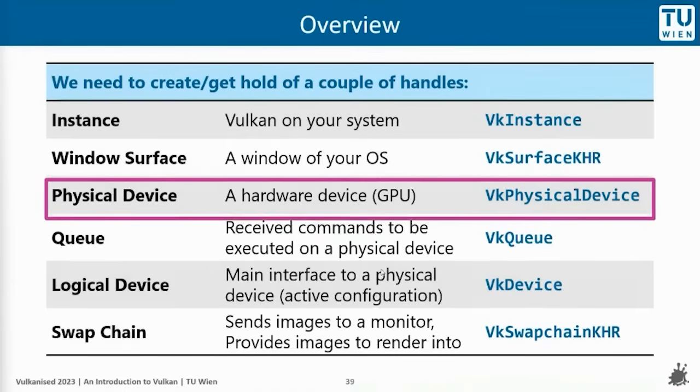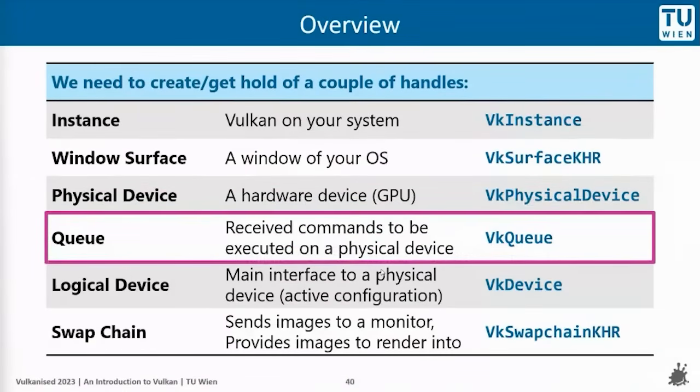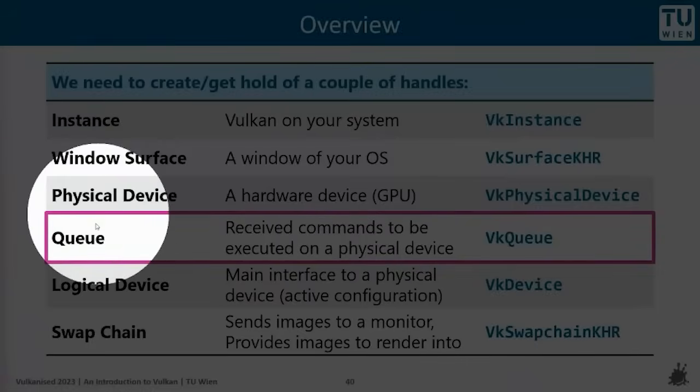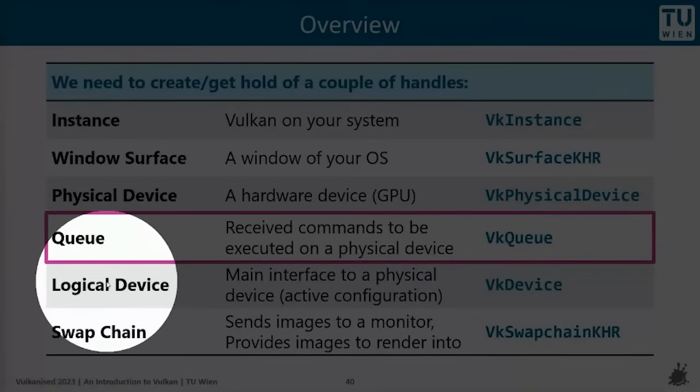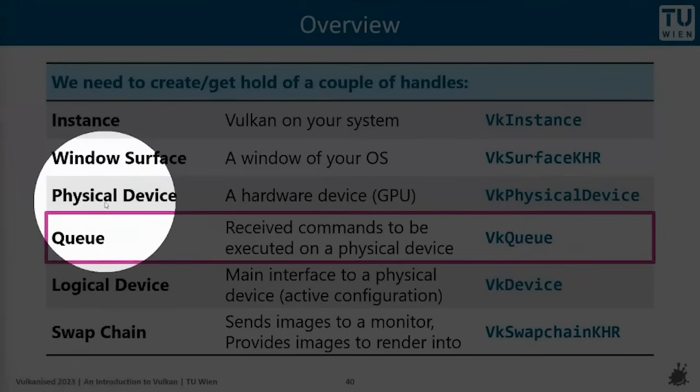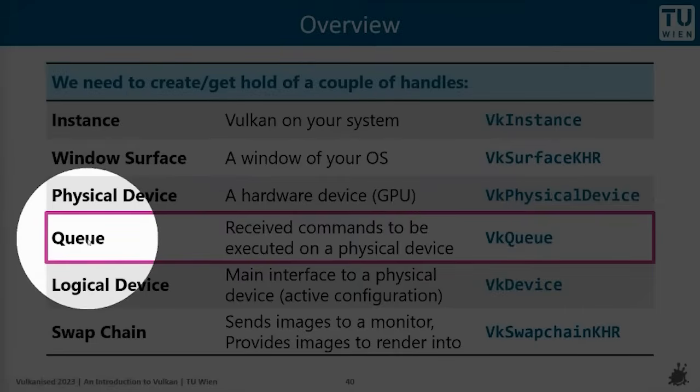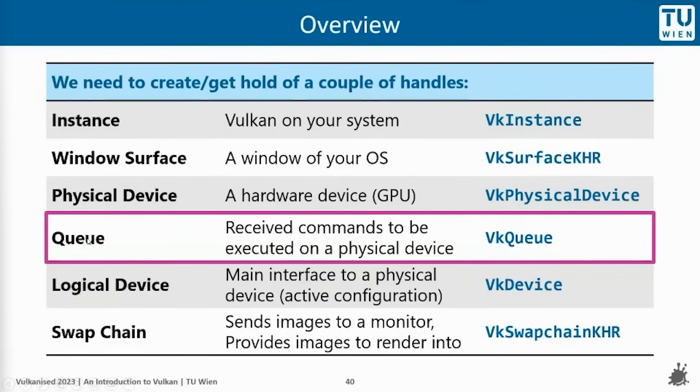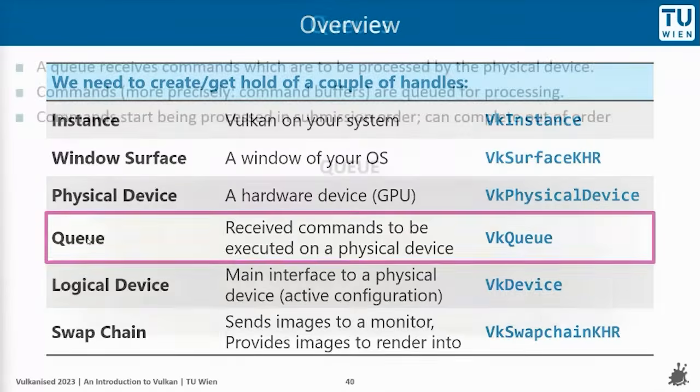Okay, moving on to the queue. So we have to talk about the queue already in this first part, because queues need to be created and specified during device creation. So device creation, we talked about the physical device, but there's also the logical device, which we'll talk about in a minute. The logical device is the main interface to a physical device. But before, we have to talk about queues, because we need to specify how many queues we would like to be created when we create a logical device.